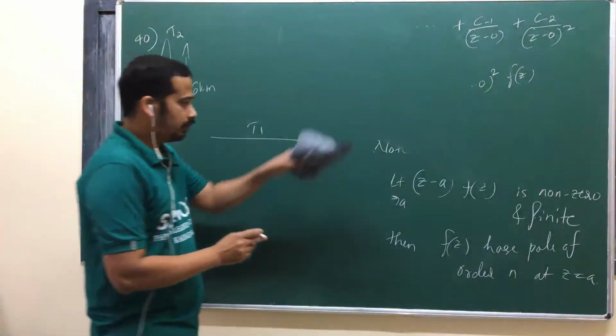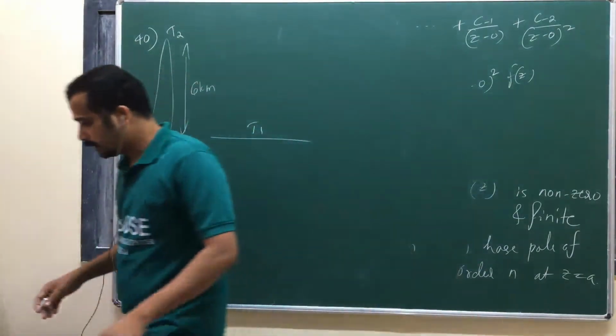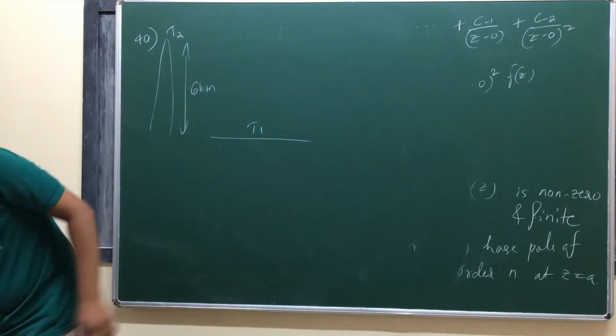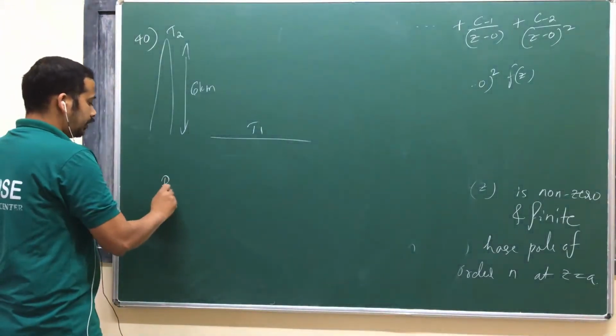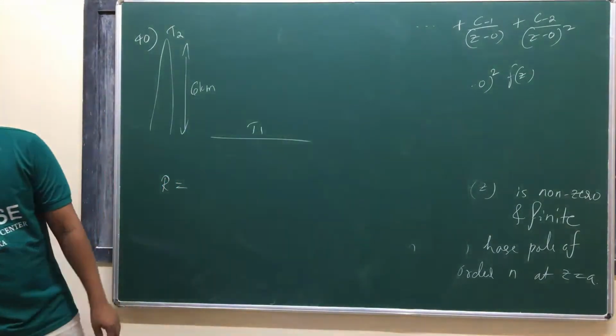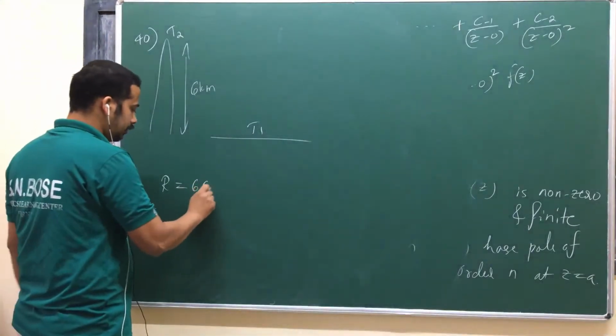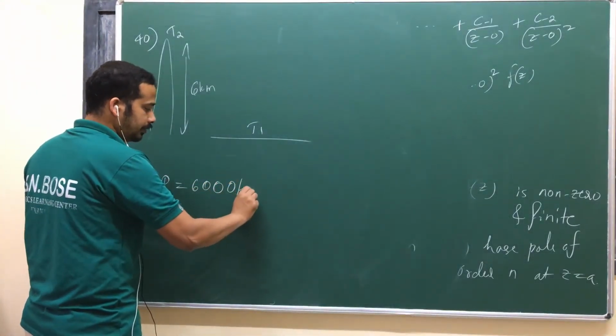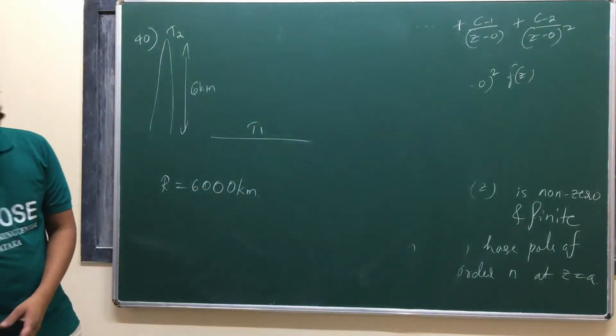Now what he is asking is, the radius of the Earth is given. Look here, the radius of the Earth is given, that is equal to 6,000 kilometer. Now look here.